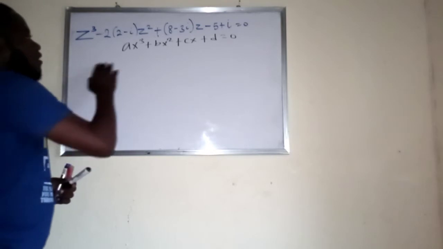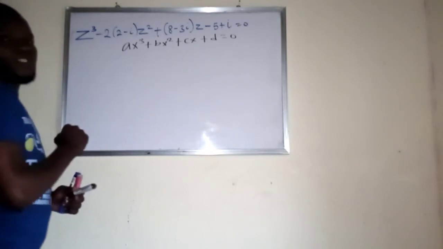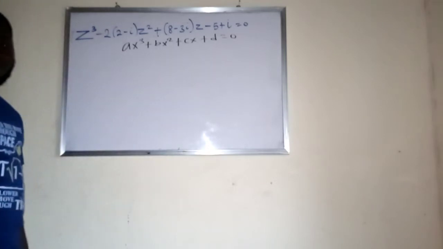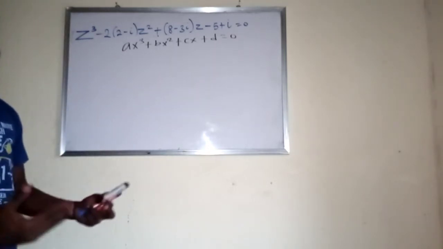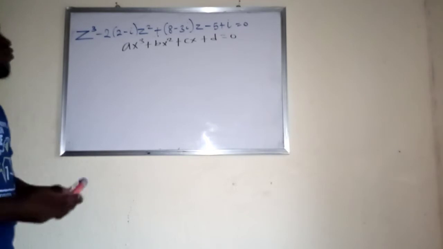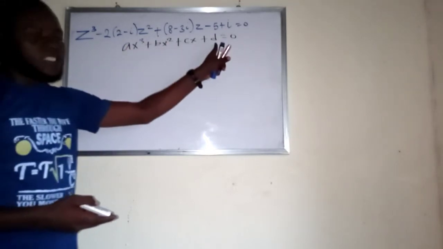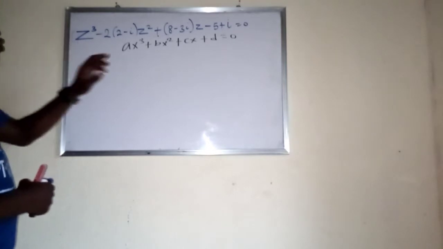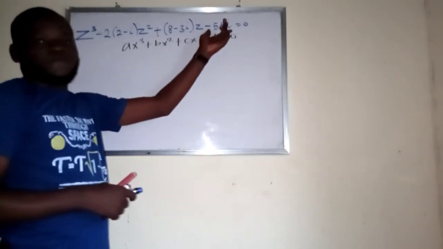So the value of this particular equation ranges from what? A to D. So if you are going to guess for any value for x, you have to guess within A and D. If you look at the given equation, the value of A is 1 and the value of D is minus 5 plus i.